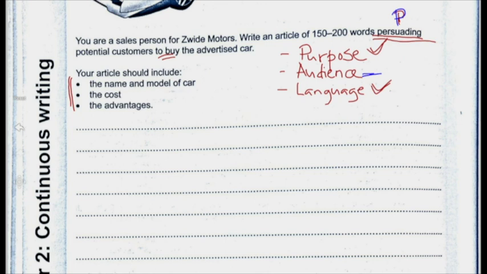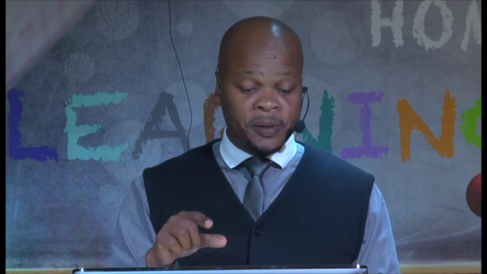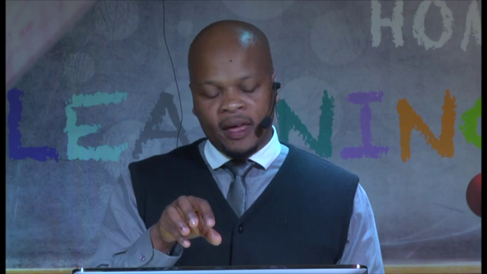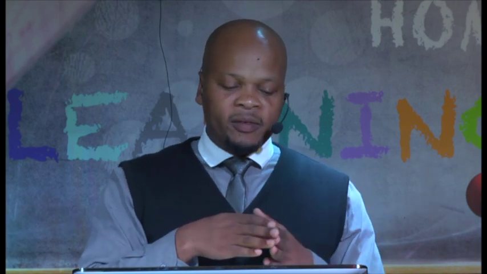The audience is potential customers. Potential customers of a car. It's unlikely that it will be a 16-year-old. It is unlikely that it's going to be a 10-year-old. It is unlikely that it's even going to be a 20-year-old. You look also at the make of the car. The make of the car may range from 25-year-olds to as far as maybe 67-year-olds. Those are customers that can buy a car.